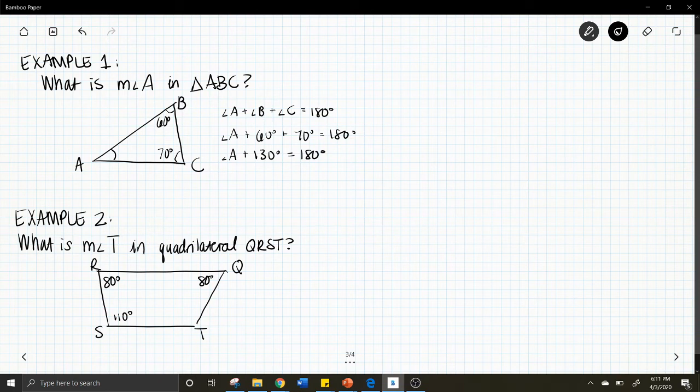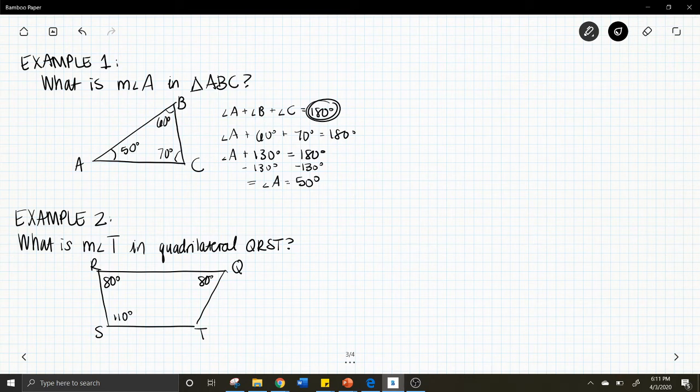So angle A plus 130 degrees will equal 180. So we could subtract 130 degrees from 180 and find that angle A equals what? 50 degrees. Because 50 degrees plus 60 degrees plus 70 degrees is 180. So the angles of our triangle need to equal 180. So angle A must equal 50 degrees.